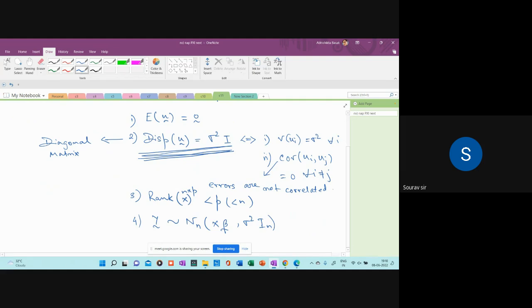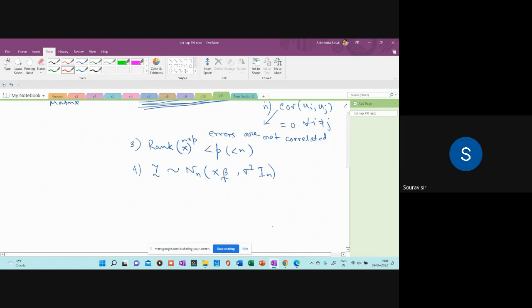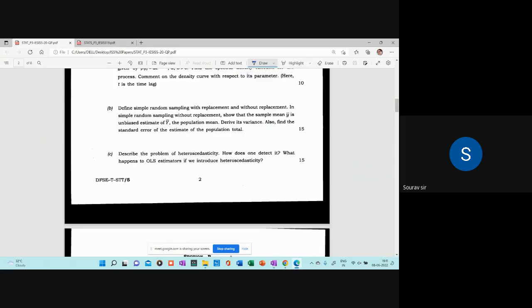But what is heteroskedasticity? Heteroskedasticity arises over here, where we are taking this particular assumption, that for all i, for all variables, we are taking the variance to be the same. If for all variables the variances are not the same, then heteroskedasticity arises in the model.